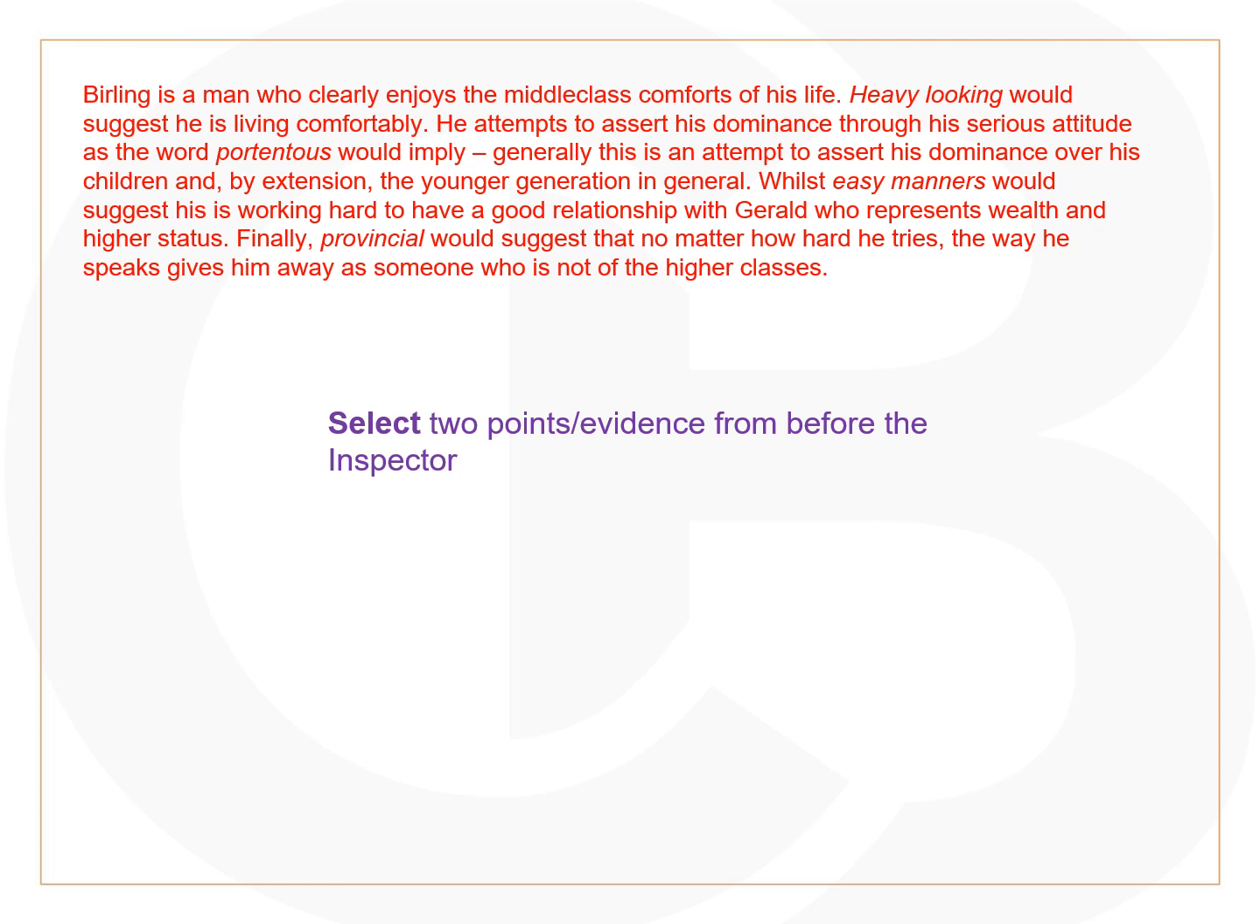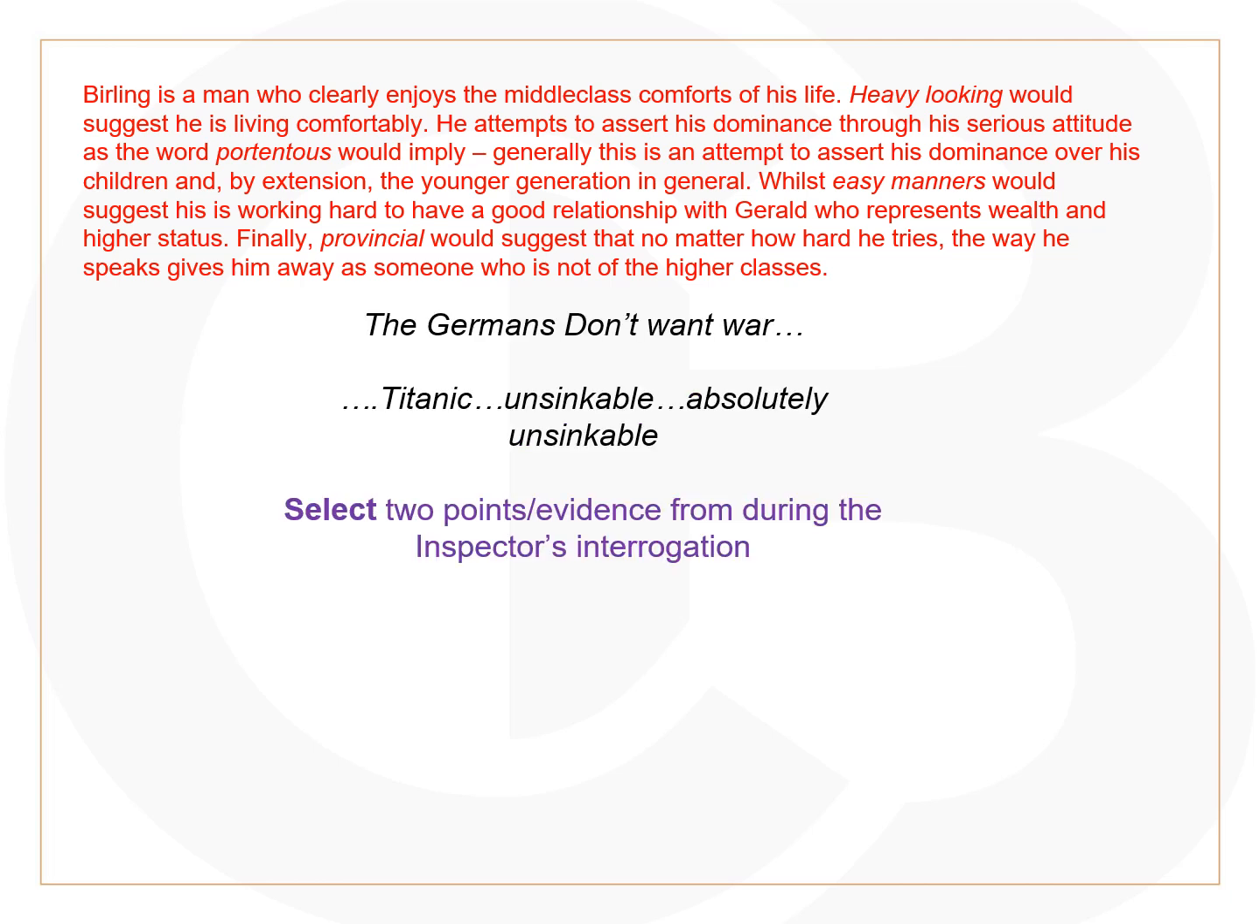Your quotations that you select from the beginning of the text, during the inspector's interrogation and afterwards, should support this general overview. "The Germans don't want war," and "Titanic, unsinkable, absolutely unsinkable" demonstrate the middle-class comfort that Birling exists in. His ignorance towards the wider world and his arrogance towards things he doesn't completely understand are both demonstrated here.